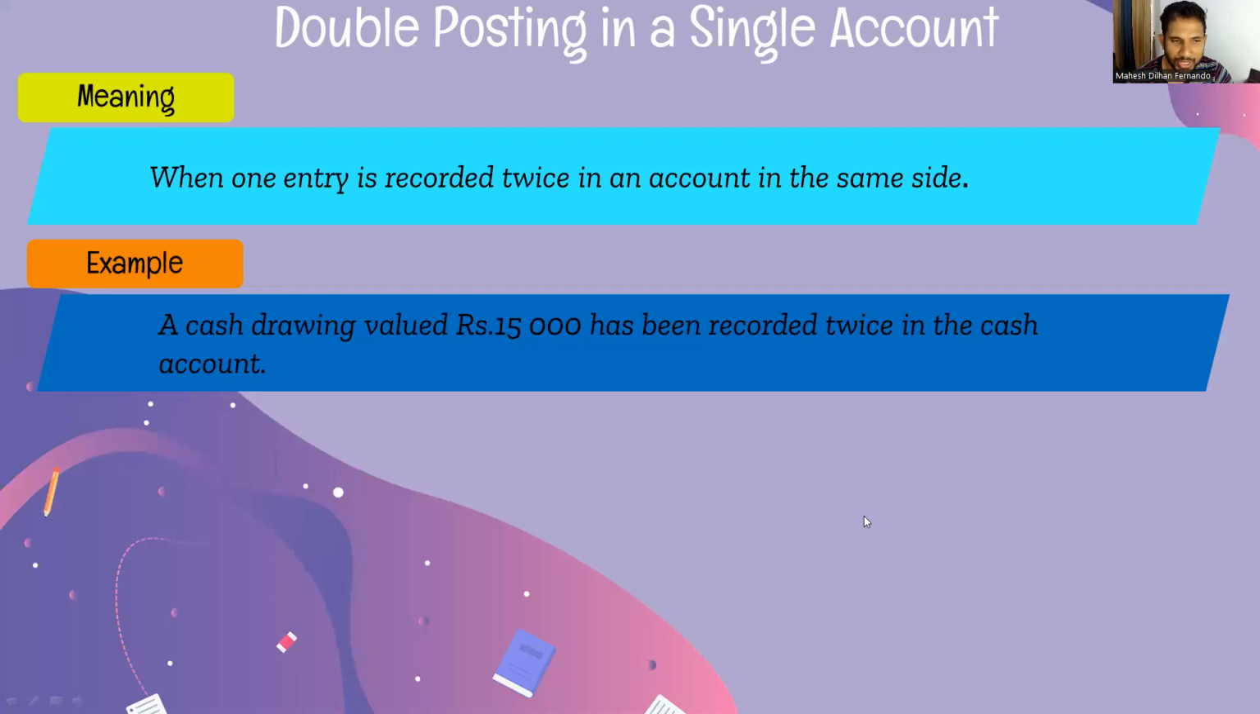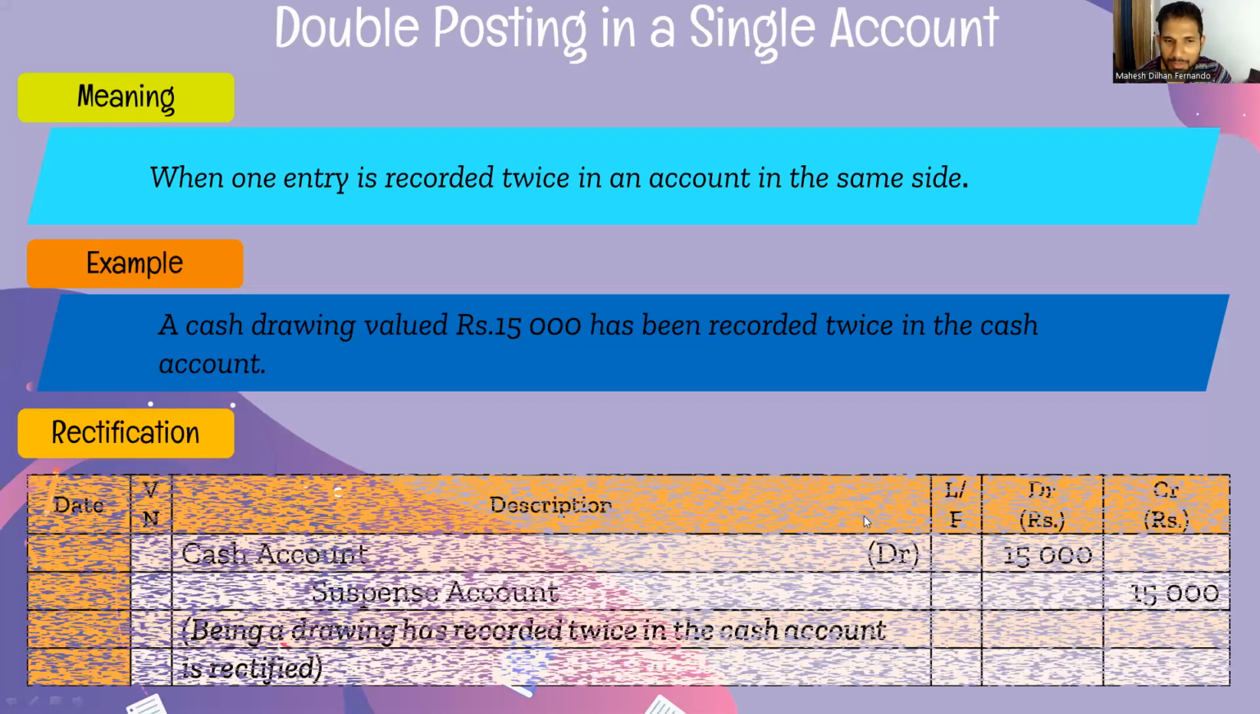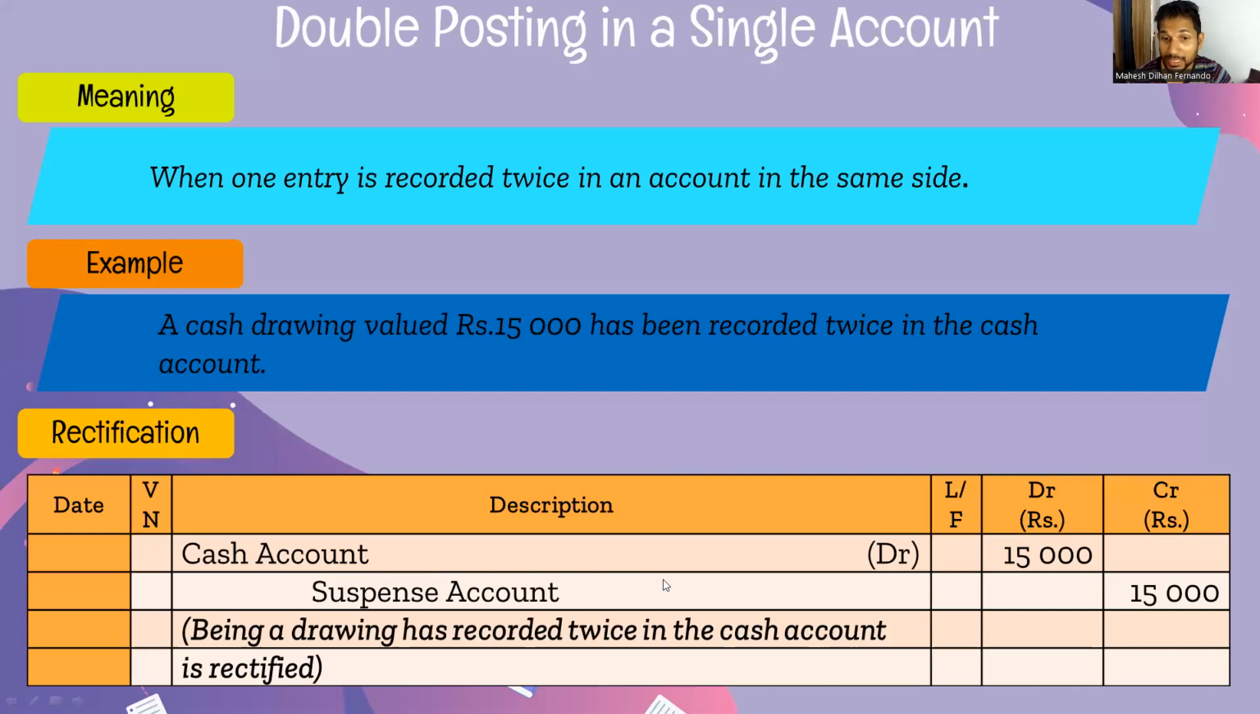Here we have the rectification entry. Cash debit 15, suspense credit 15. Don't forget to write the narration. That is compulsory. Whenever you write something in the general ledger or general journal, the narration is compulsory. Don't fail to do that. Okay, good.